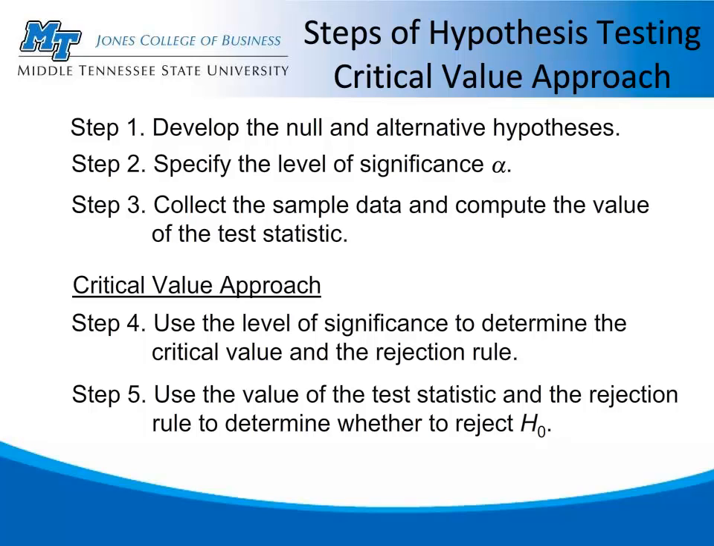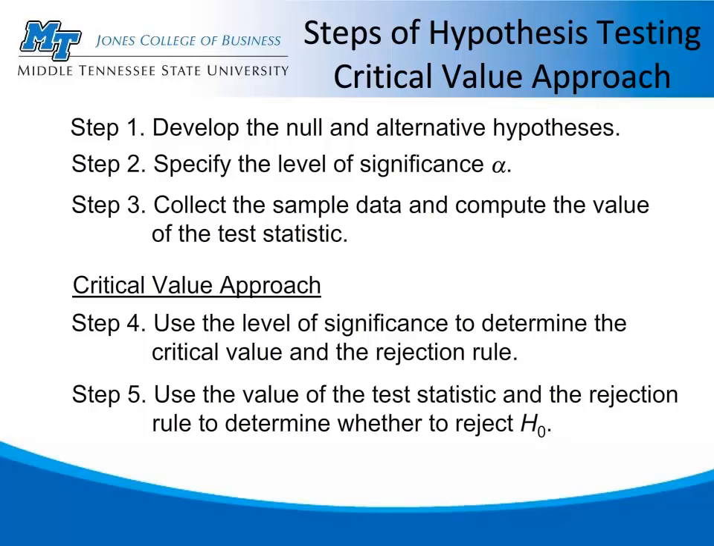Now you take the level of significance. If it's a lower tail test, you put it on the left-hand side. If it's an upper tail test, you put it on the right-hand side. If it's a two-tailed test, you cut it in half. Put half of it in the upper tail, half of it in the lower tail. Those probabilities determine what your critical values are. The critical value separates when you're going to reject the null from when you're not.